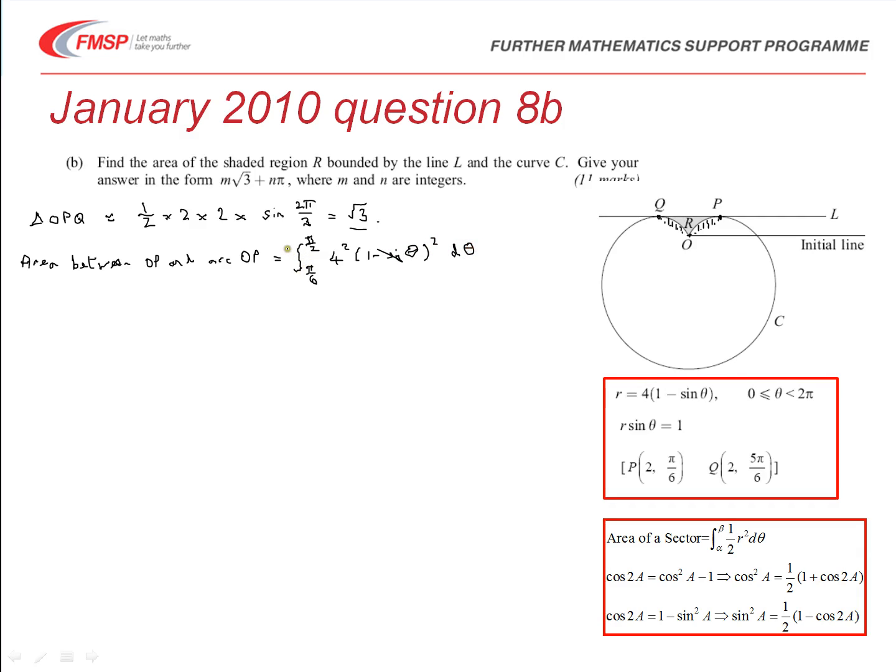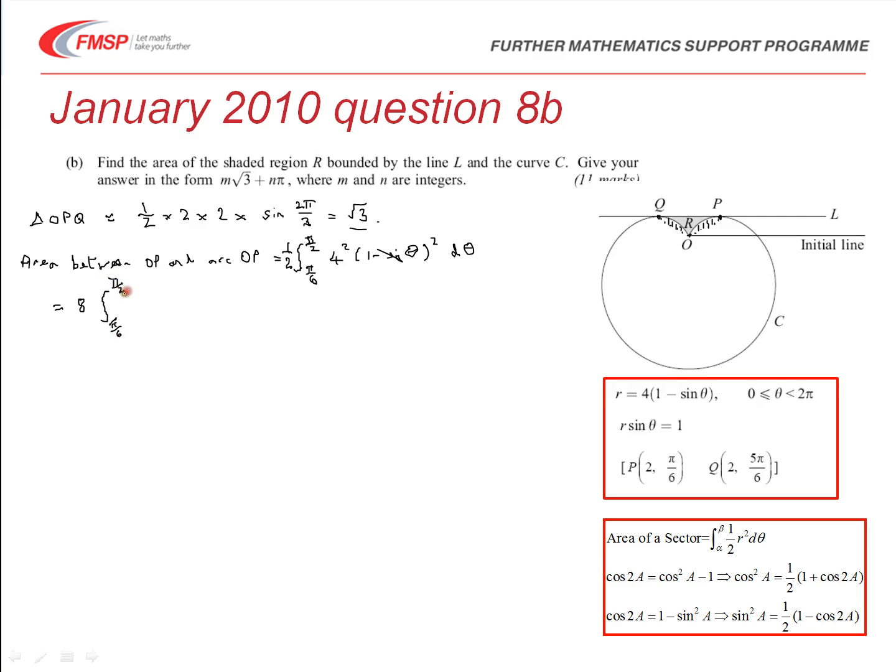And I need to remember to put the half in for the half r squared. So if we tidy this up, we're going to get 8, the integral from pi by 6 to pi by 2.